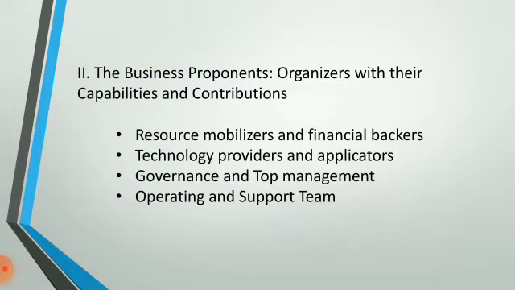Now, let's go to the business proponents, organizers with their capabilities and contributions. So this is the second part of the business plan. For the business proponents, of course, you must have resource mobilizers and financial backers, like who will provide the money. You also have technology providers and applicators, like who will provide the necessary technology for the business. Governance and top management, like who will monitor the progress of the business, like who will be the main commander. And lastly, the operating and support team.